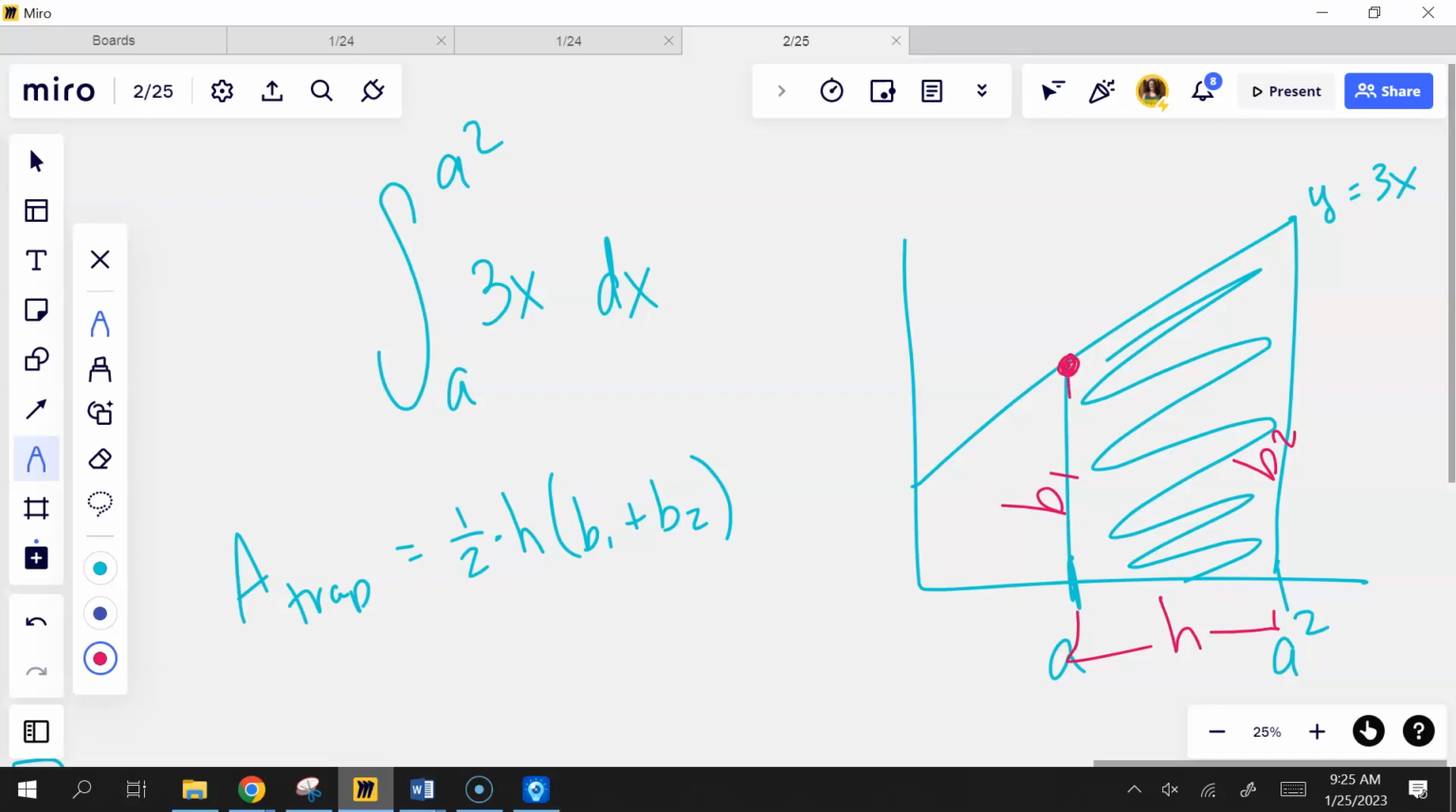So base 1 is going to be the height here, which is going to be your y value. Well, if x is a, and the equation is 3x, then what is the y value there? 3a. Well, that means base 1 is 3a tall, right? Same thought process for base 2. If x is a squared, then what is y? 3a squared. So it goes up 3a squared.